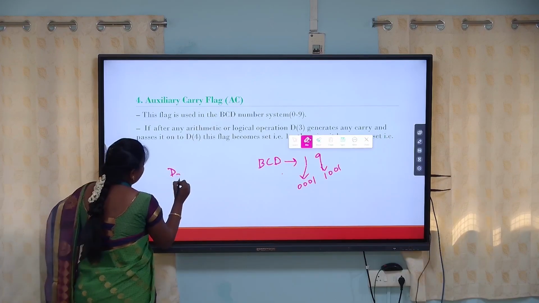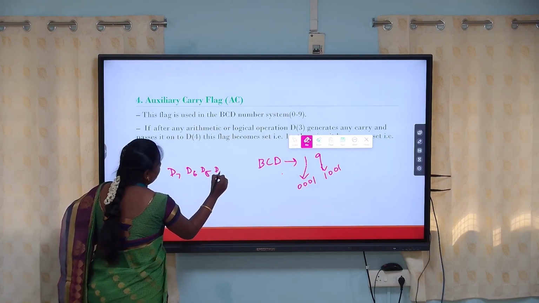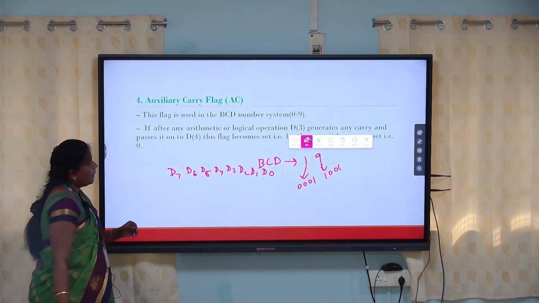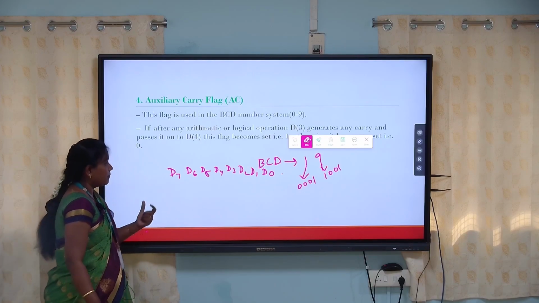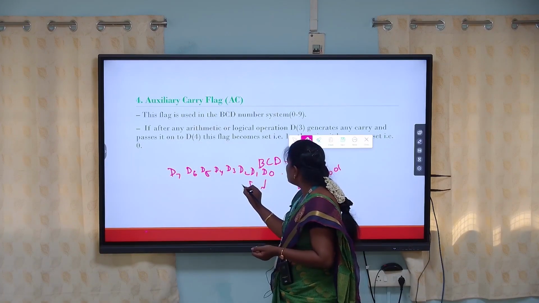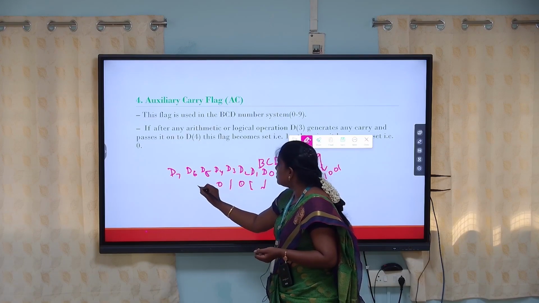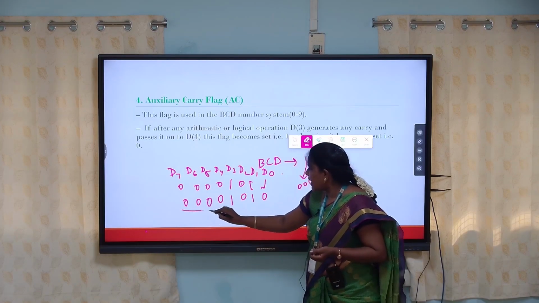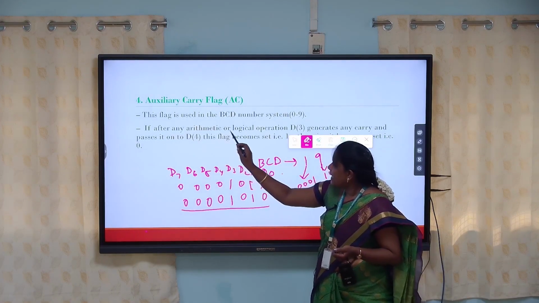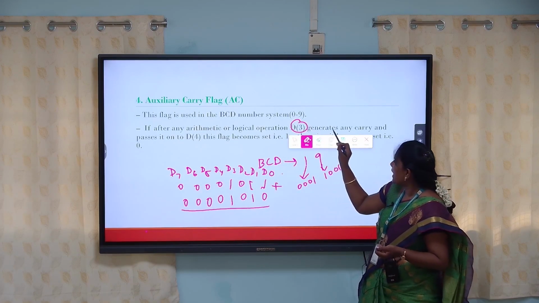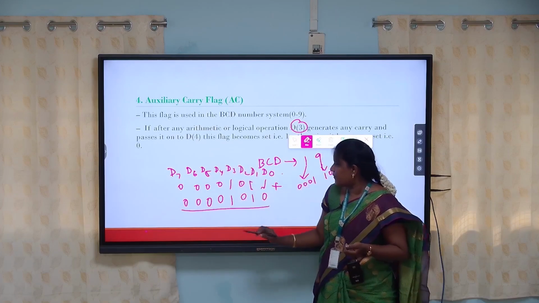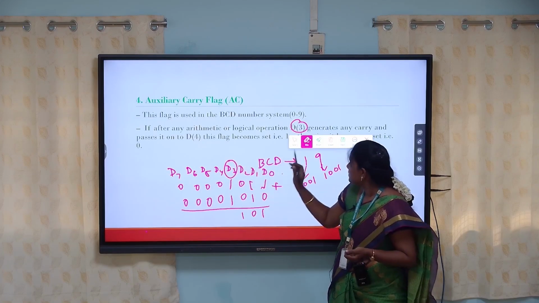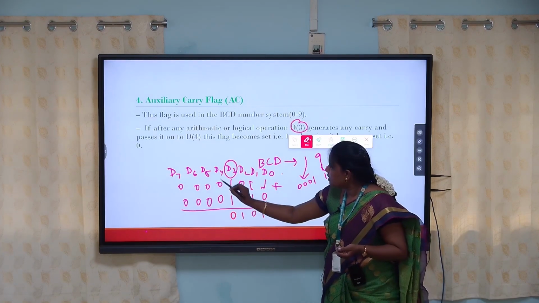For example, D7, D6, D5, D4, D3, D2, D1, D0. Here I have given 8 bits, for example 1101 0000. If we add two 8-bit numbers, after any arithmetic operation, D3 generates a carry and passes it on to D4. If we add these two numbers, it will give a carry in D3. See here, 1 plus 1 is 0, carry 1.